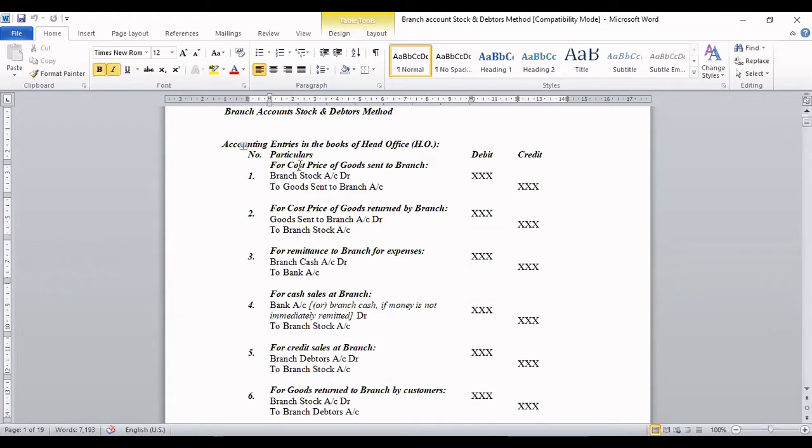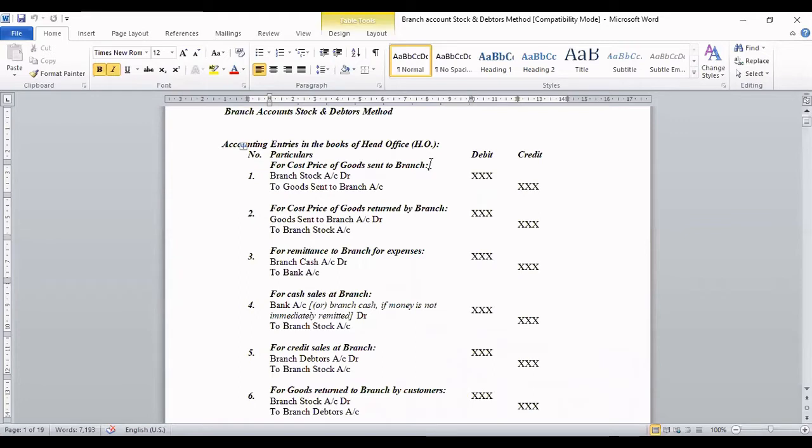The first entry, when the goods are sent to branch at cost price, what will be the entry in the books of head office? So in stock and debtors, remember, head office keeps track of all branches in detail. So they prepare various accounts like branch stock, goods sent to branch, branch cash if required, branch debtors, branch expense, branch P&L account. These are the few accounts which head office prepares for each and every branch under the stock and debtors method.